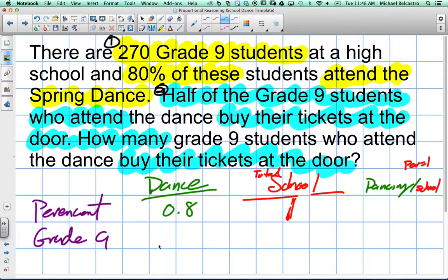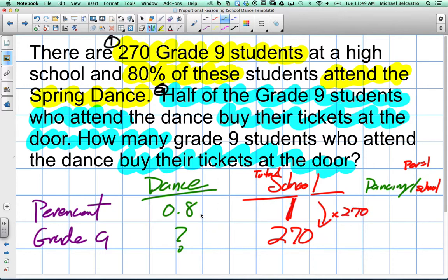At our specific school, how many grade 9 students are there in total? Well, we know there is a total of 270 students. What we don't know is how many of those grade 9 students are actually at the dance. Because we have our unit rate, it was already given to us, this is our unit rate. One way we could use it is we know we need to multiply that rate, that 0.8, by 270, because if it's one school and there's 270 students, we're going to multiply by the value of 270.